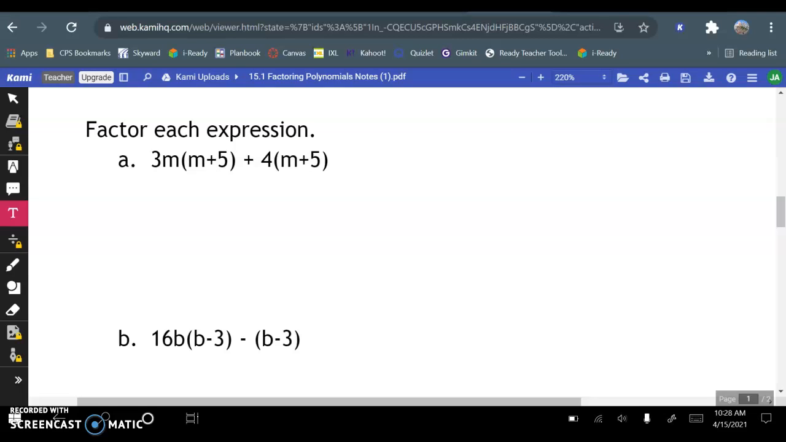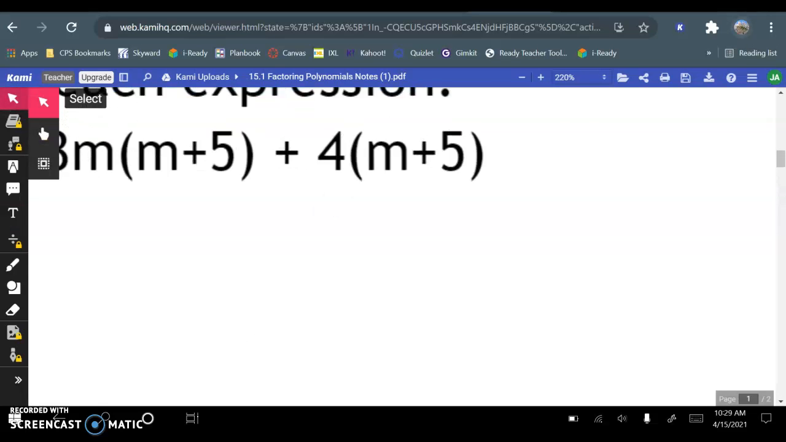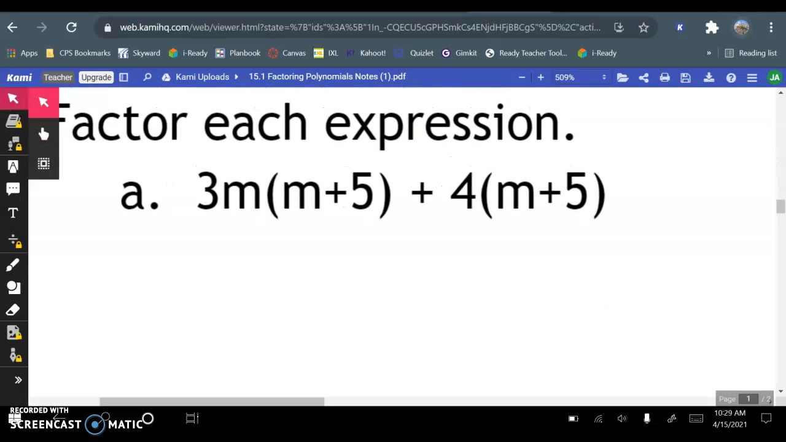We are finishing up section 15.1 with this video, and we are going to take a look at examples 3 and 4, and we're still factoring. The problems are getting a little bit different here.